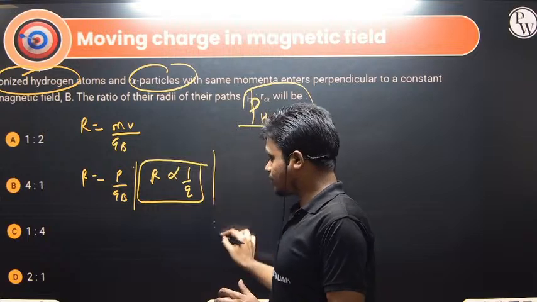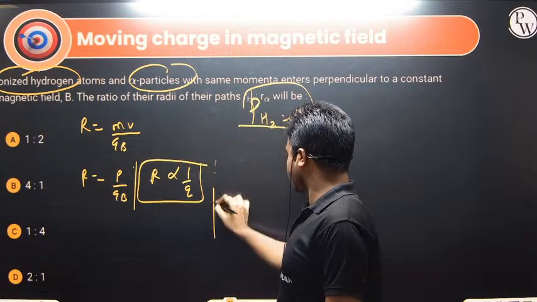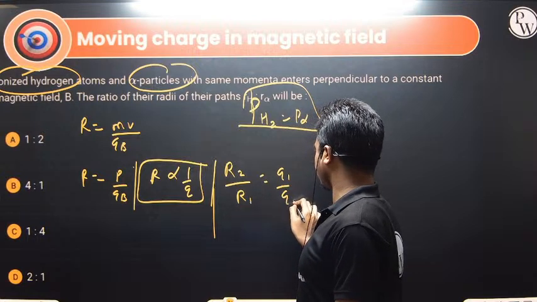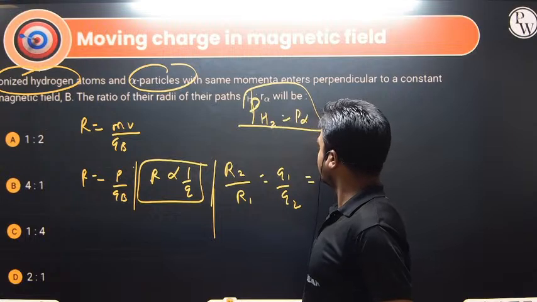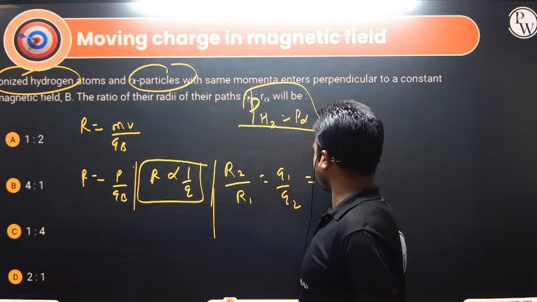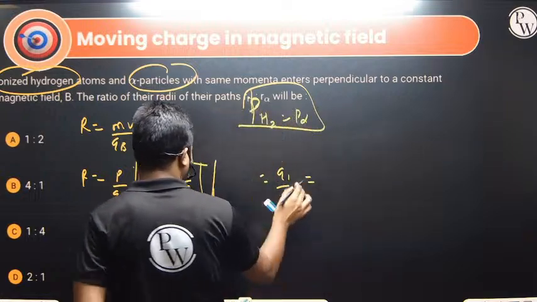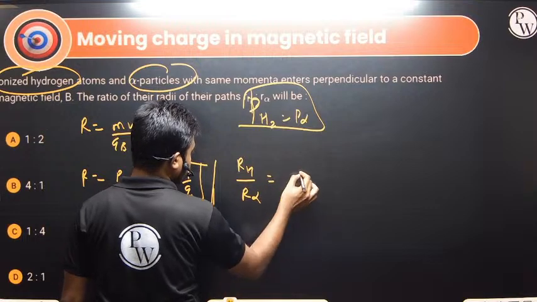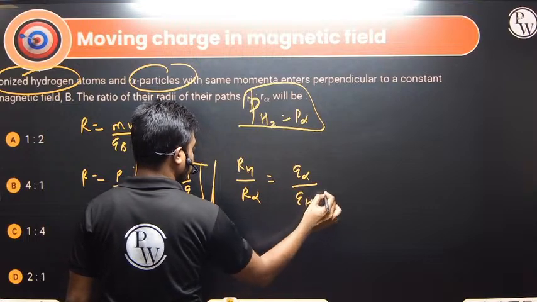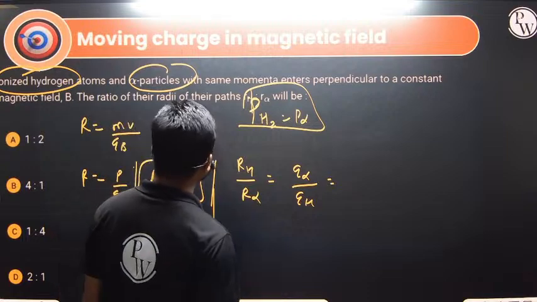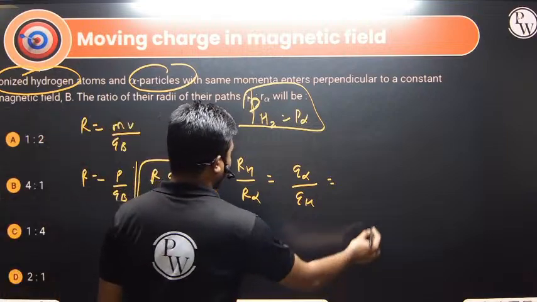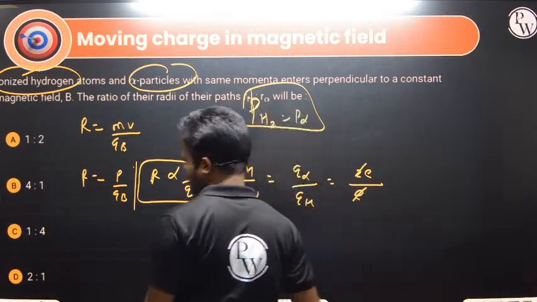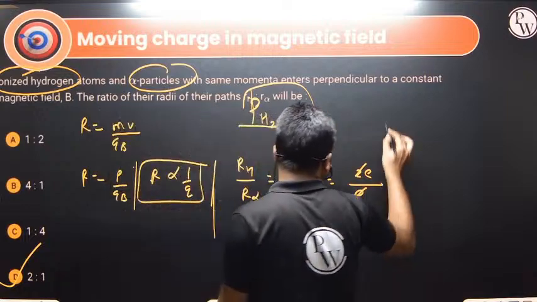So how can we calculate this? R2 by R1 is equal to Q1 by Q2. We are finding the ratio RH by R alpha. RH by R alpha is equal to Q alpha by QH. That's it. What is Q alpha? All of you know this: alpha particle charge is 2e and hydrogen charge is e. So this is 2 raised to 1. The answer is option D, 2 raised to 1.